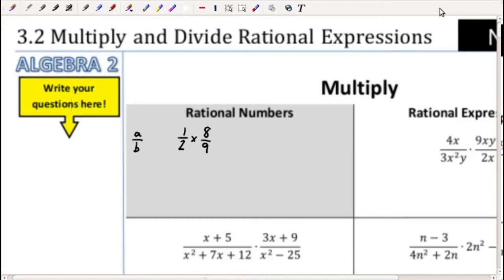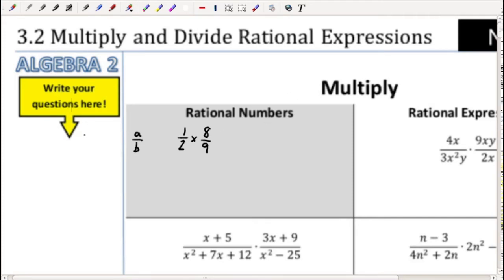After learning to simplify rational expressions, multiplying and dividing rational expressions is actually pretty easy. We're going to take what you already know about multiplying and dividing fractions and just apply that to rational expressions. So let's take a look at multiplication.